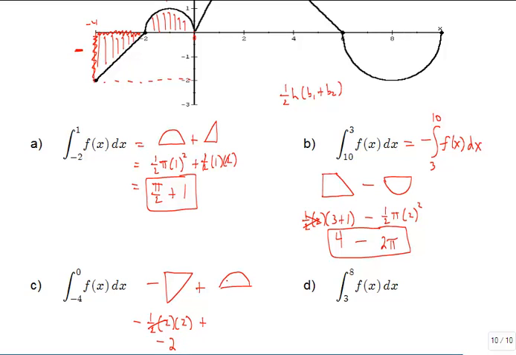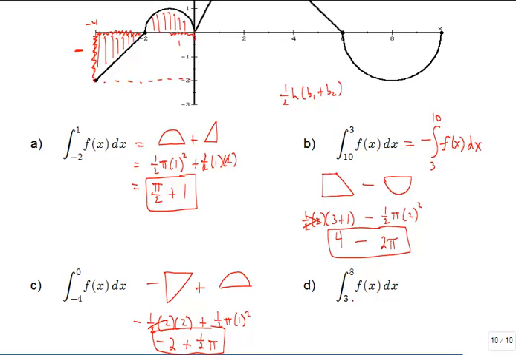Then we want to add to that our semicircle, which is 1/2 pi times the r squared, and my r here is 1. So this will be 1 squared. So this is going to be plus 1/2 pi. And there's our area.